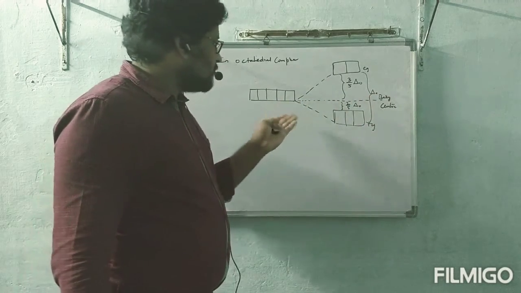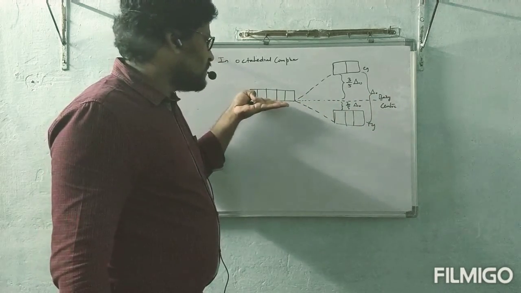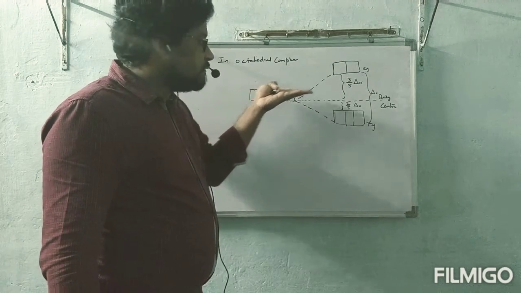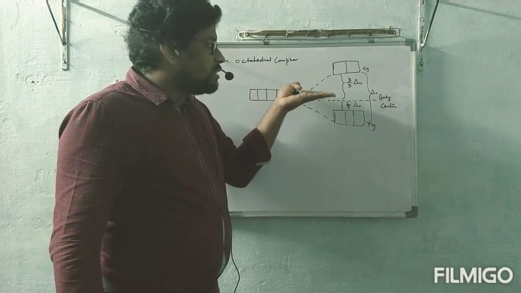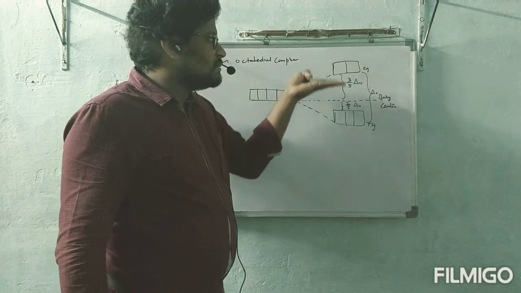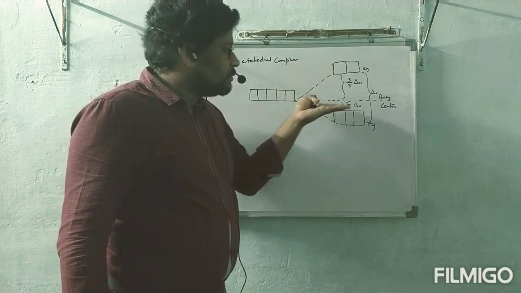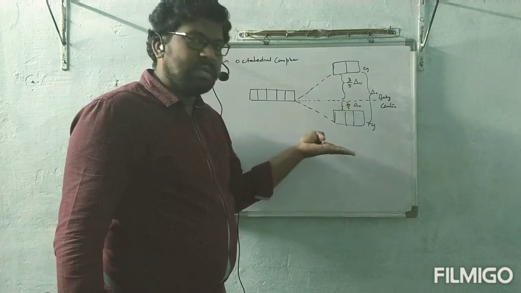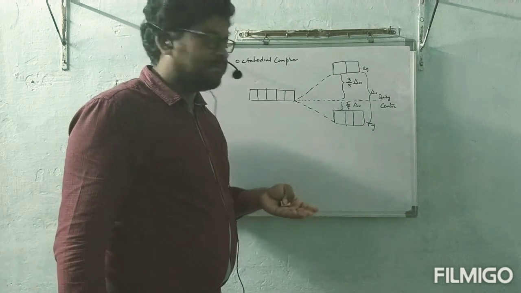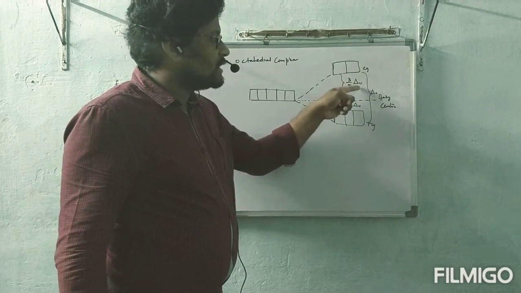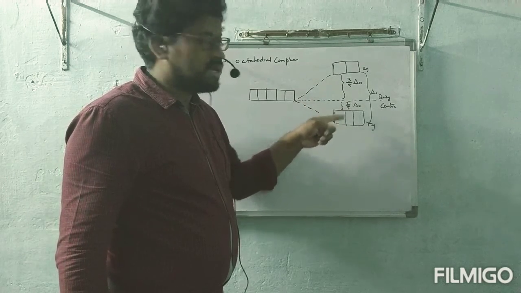Barycenter means all the 5 orbitals have the same energy. From that barycenter, out of 5 parts, 3 parts are raised by 2 orbitals, and 2 parts are lowered by 3 orbitals. That is the meaning. So this is 3/5 of delta naught, and this is 2/5 of delta naught.